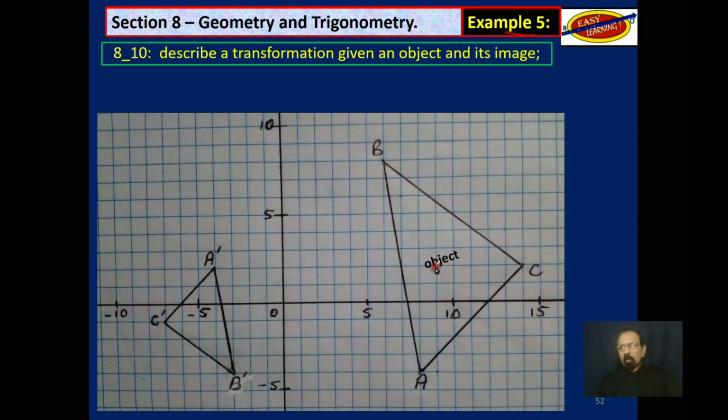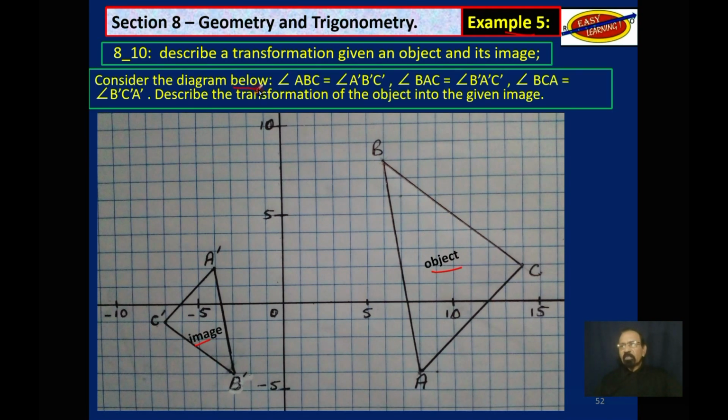Example 5. This is the object. That is the image. Notice that the image is smaller than the object. Consider the diagram below and you are given data. Describe the transformation of the object into the given image. Now, if you follow that data, the 3 corresponding angles are equal, that each pair of corresponding angles is equal. So you have similar triangles.